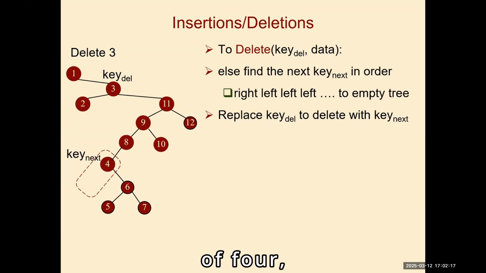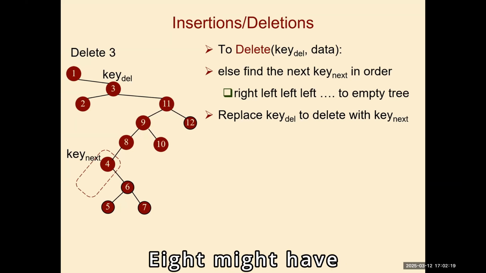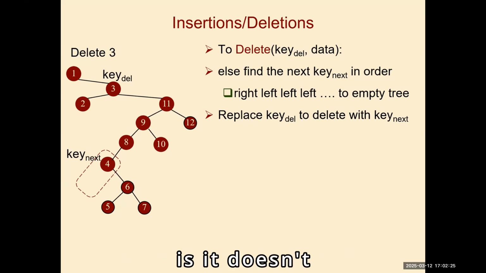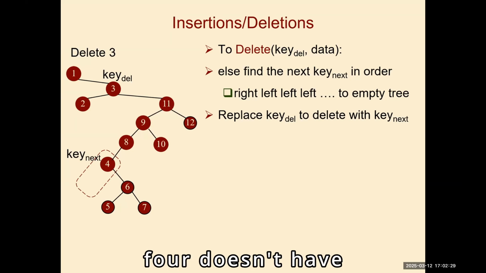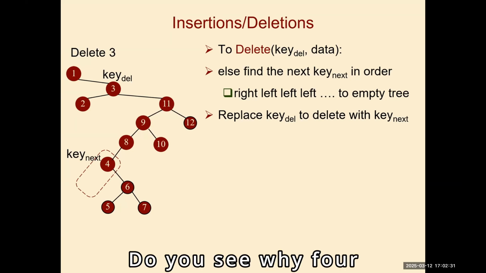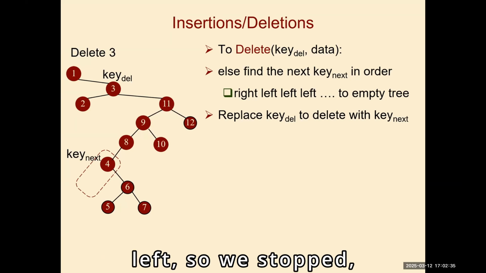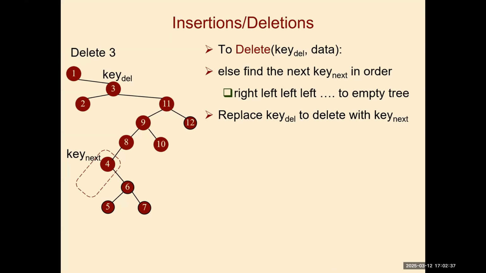So the advantage of 4, right? 8 might have 2 children. 9 might have 2 children. The advantage of 8 is it doesn't have a left child. Oh, no, sorry, the advantage of 4 is it doesn't have a left child. Do you see why 4 doesn't have a left child? Because we went left till we stopped. Right? Does that answer your question?